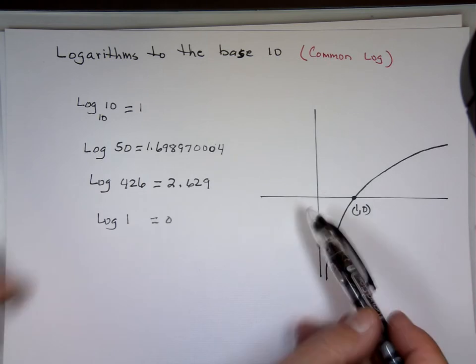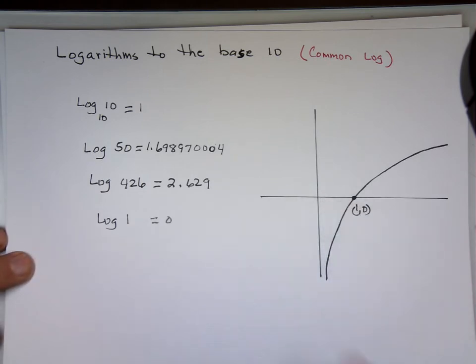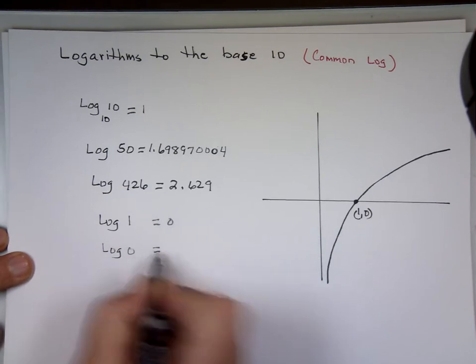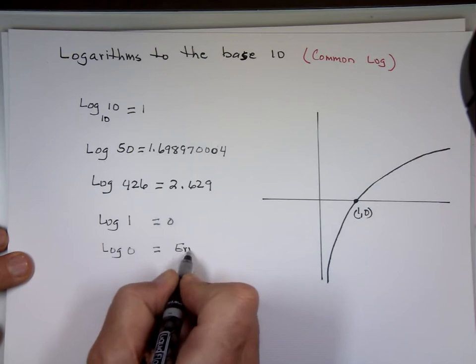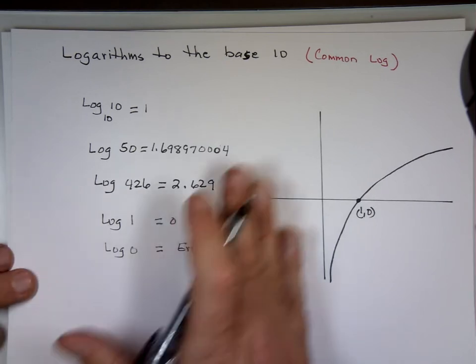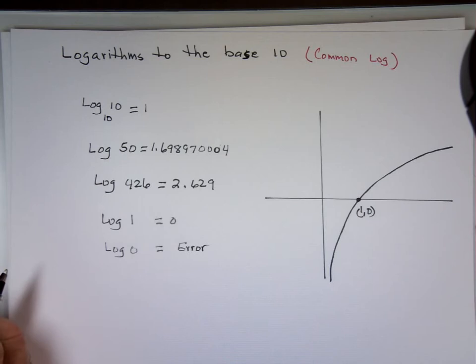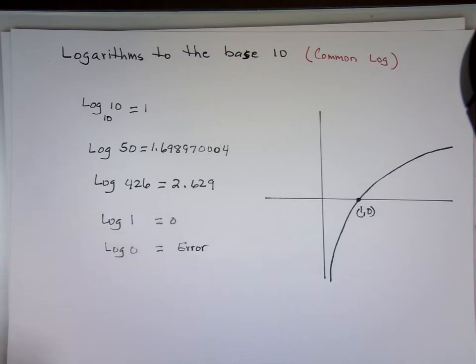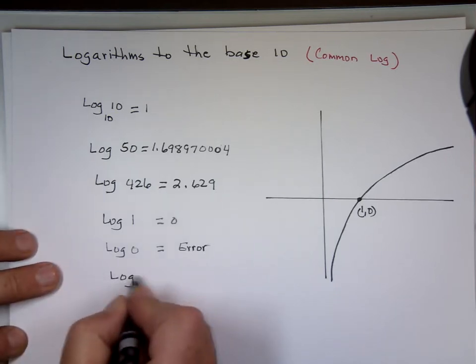Notice if you pick any number between 0 and 1, this never touches the line, so you can't do the log of 0. This is error, because the domain has to be bigger than 0. Because any number to the power of anything cannot equal 0. There's no way you can actually find a number to a power that will make it 0. I don't care if the power is positive or negative. You can't take the log of a negative number. That's domain error.